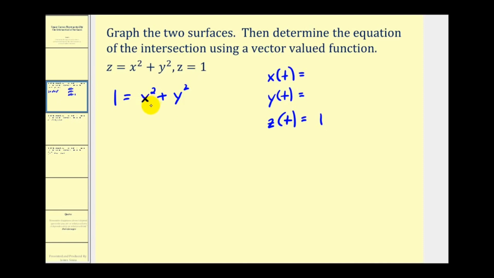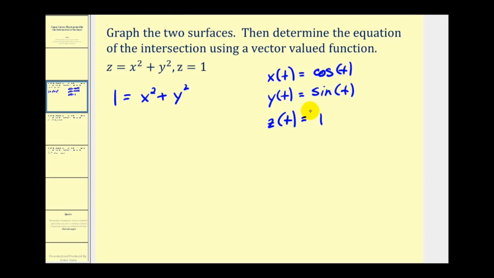So now we need to determine what we could use for x and y in terms of t to satisfy this equation. Whenever we see something like this, it should remind us of the trig identity sine squared theta plus cosine squared theta is equal to 1. So using that identity, we could let x equal cosine t and y equal sine t. If we perform substitution here, we'd have cosine squared t plus sine squared t, and this does equal 1. So both of these equations are satisfied with these three parametric equations.